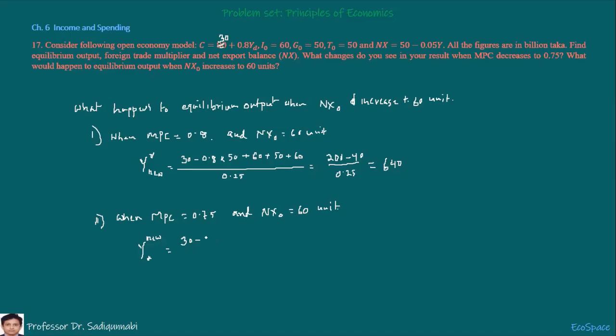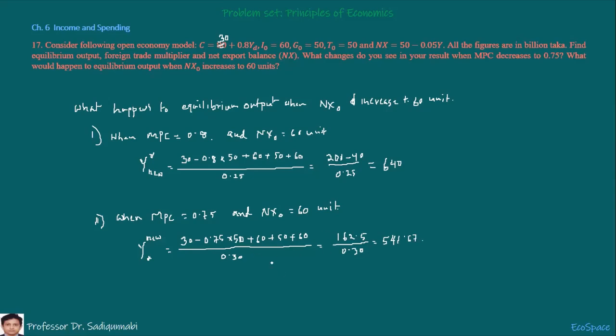So 30 minus 0.75 times 50 plus 60 plus 50 plus 60 divided by 0.30, 162.5 divided by 0.30 equals 541.67.